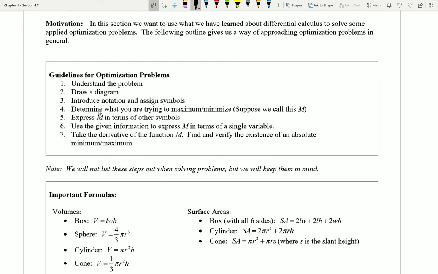And then we're going to have to ultimately determine what thing in this question we want to maximize or minimize. We're going to want to try to write a formula for that. And then we're going to use our ideas of derivatives to help us find where this maximum and minimum might occur. Now, again, we're not going to list out these steps in every problem, but you'll see me progress through them in some of the videos to come.